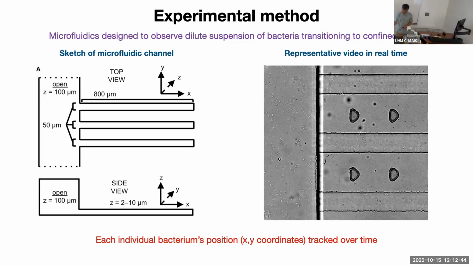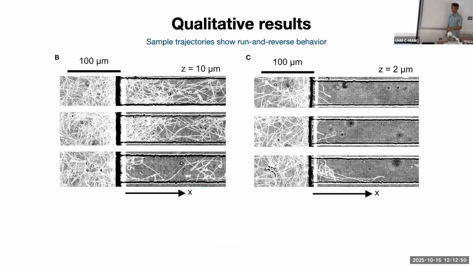What's surprising though is that, here's the surprise. We followed some of these trajectories, and what we saw is that when the channel is relatively tall, the trajectories look like spaghetti, but what you're seeing is tracks of bacteria. We're just tracking the position of each bacterium over time. We see a lot of tracks. That's the idea here on the left.